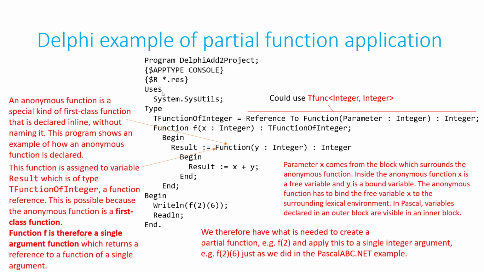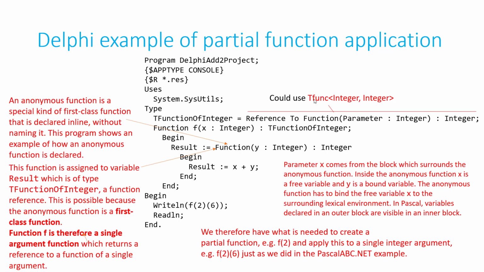Let's now take a look at what partial function application looks like in Delphi with the program Delphi Add to Project. This is a console application. I've created a function type, T function of integer, using the keywords reference to function. It takes one parameter of type integer and it returns a value of data type integer.